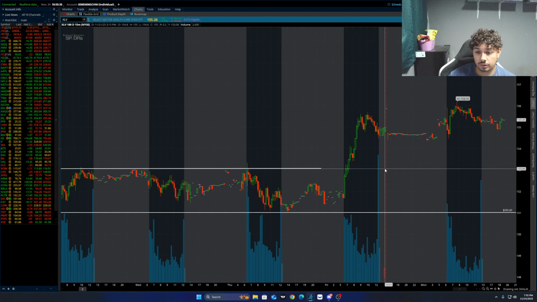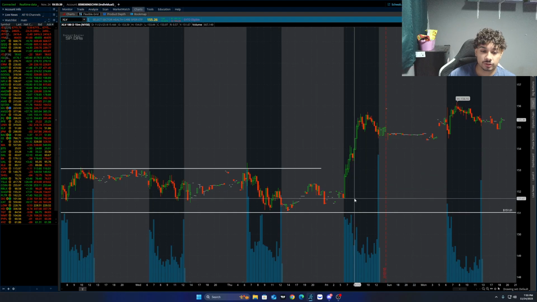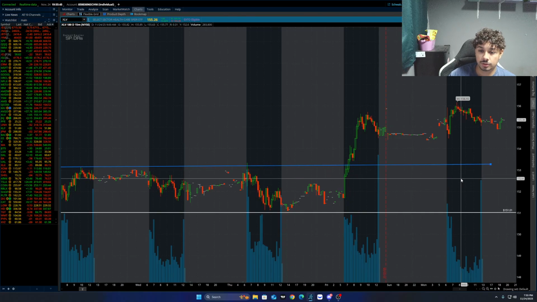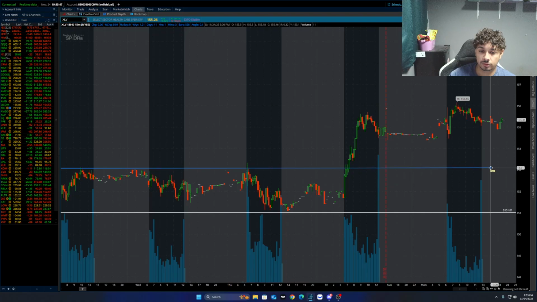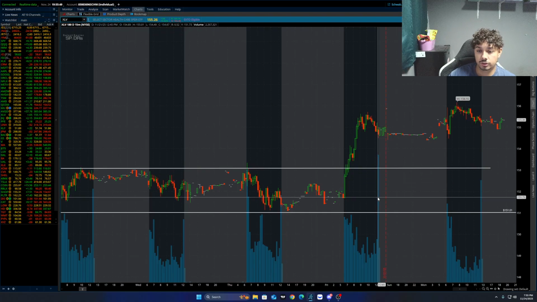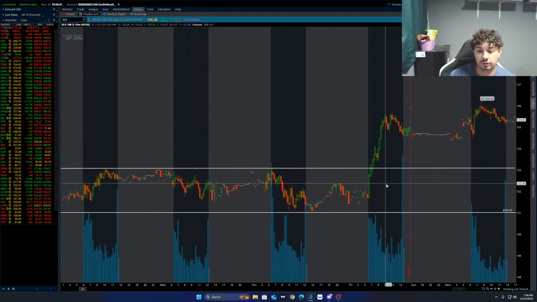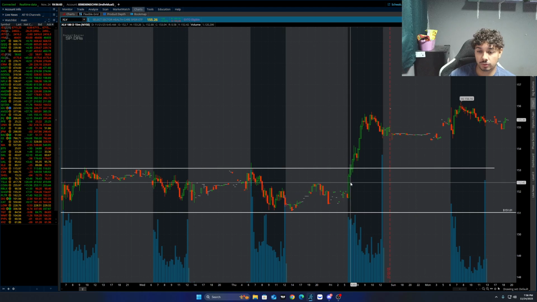To be honest, I probably wouldn't get in on this, because like I said, my entry for longs is always going to be at the bottom, never at the top. Just because it broke out of this right here, I wouldn't enter unless it tested this. As we can see, it never touched this area again. It just went up, did a small pullback all the way up here and then went up. So like I said, I probably wouldn't get in on this just because it went up a lot.